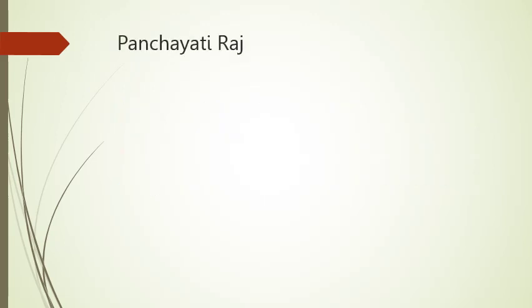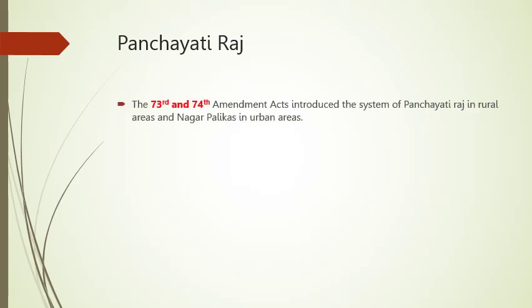Panchayati Raj is also a special type of government in India. According to the 73rd and 74th Amendment Acts that were introduced in India, the system of Panchayati Raj is introduced in rural areas, and the same type of government is also introduced in urban areas. But in urban areas it's called Nagar Palikas, while in rural areas the same type of government is called Panchayati Raj, right?